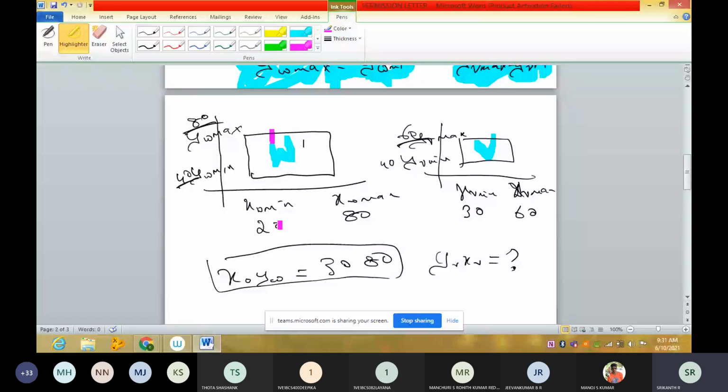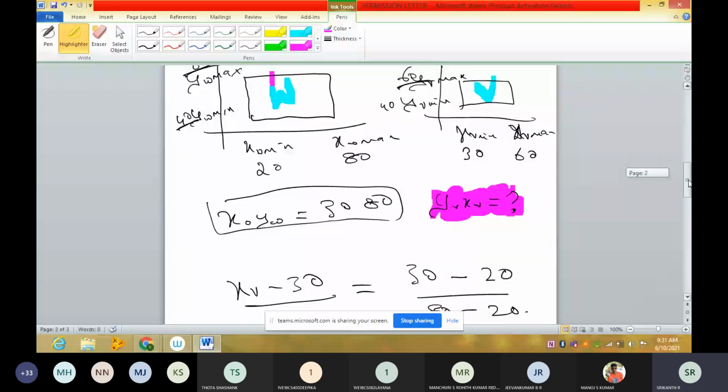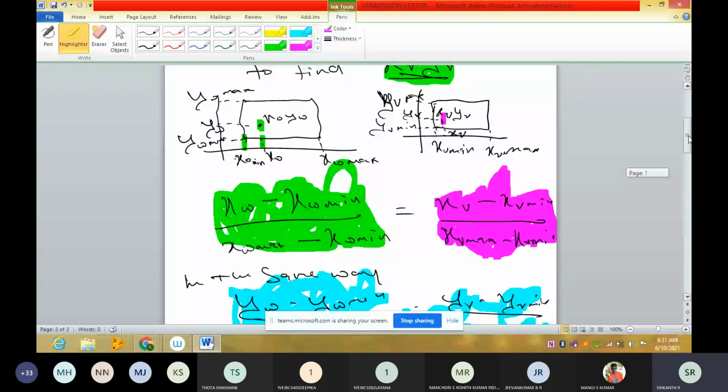What we need to find is yv and xv. We know the boundaries, we know the pixel values in the word window. What we are supposed to do is find the pixel values in the viewport. That is achieved by this formula: xw minus xw minimum divided by xw maximum minus xw minimum is equal to xv minus xv minimum divided by xv maximum minus xv minimum. That is the formula we have.